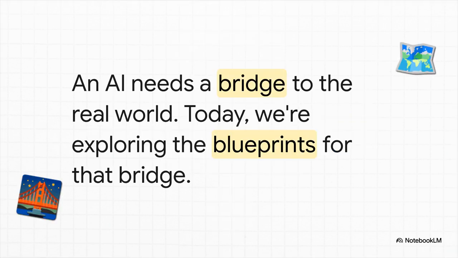So, to get an AI to actually act on your behalf, it needs that connection. It needs a bridge to all the live systems that run our world. And, just like a real bridge, there isn't just one single design. Today, we're going to walk through the architectural blueprints that developers are using to build these absolutely critical connections.